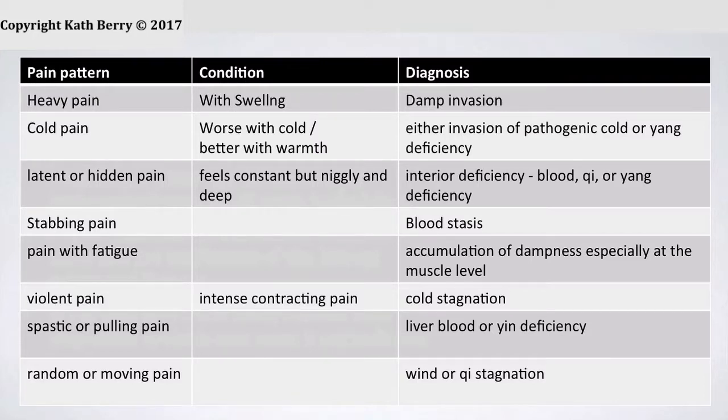Pain with fatigue, accumulation of dampness, especially at the muscle level. A violent pain, which is like an intense contracting pain, is usually due to an excess cold stagnation. A spastic pain, some people describe it like a pulling pain, like it's pulling the tendons, that's usually due to a liver blood or yin deficiency. A pain that moves around or randomly comes and goes is either going to be more wind or qi stagnation.